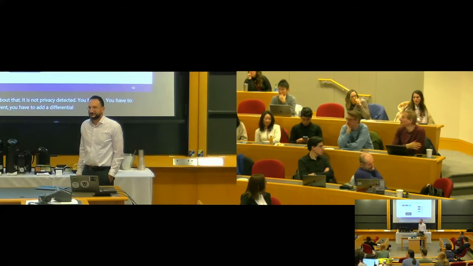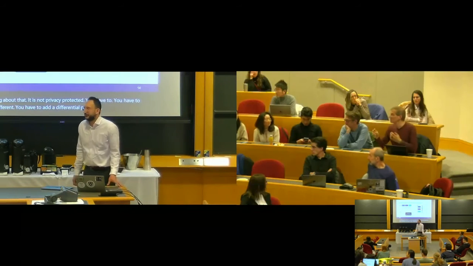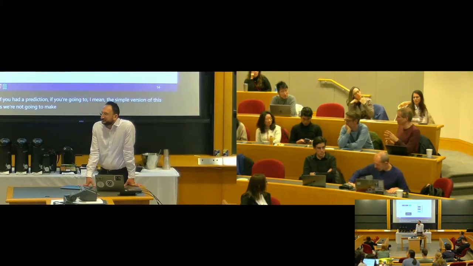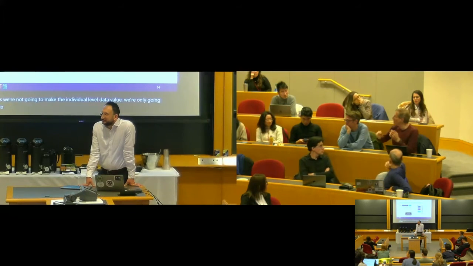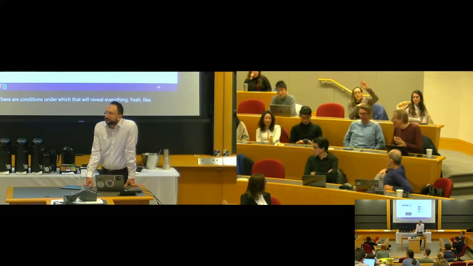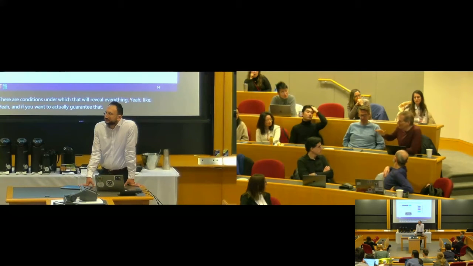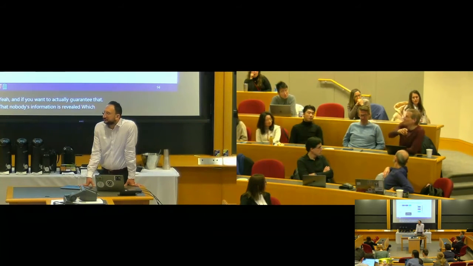The simple version of this is we're not going to make the individual-level data available, we're only going to make a prediction for you from my model. Well, there are conditions under which that will reveal everything about you. If it's a tree, you go find that prediction. Exactly. In fact, the better the random forest model, the more likely it is. And if you want to guarantee that nobody's information is revealed, which I think he's legally required to do, not us.